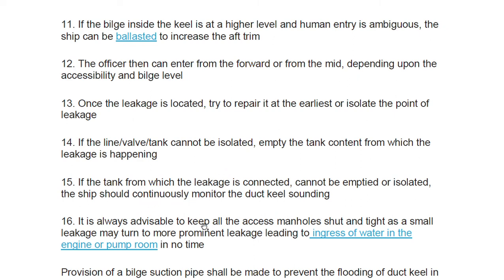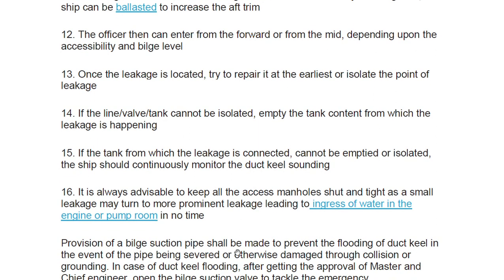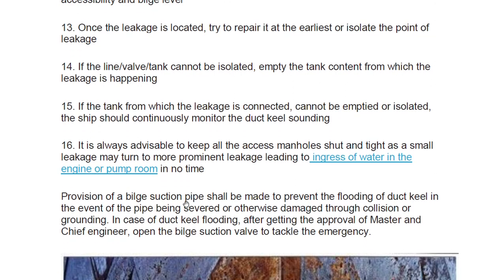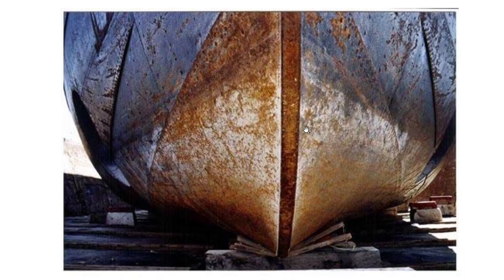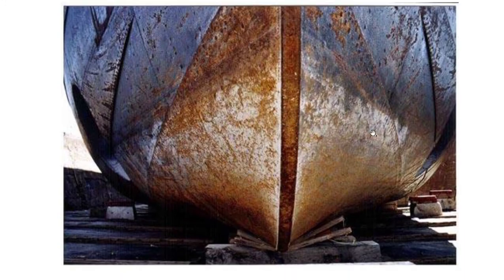It is always advisable to keep all the access manholes shut and tight as well. Leakage may turn into a more prominent leakage, leading to ingress of water in the engine or pump room in no time. A bilge suction pipe shall be provided to prevent the flooding of the duct keel in the event of piping being severed or otherwise damaged through collision or grounding. In case of duct keel flooding, after getting the approval of the master and chief engineer, open the bilge suction valve to tackle the emergency.